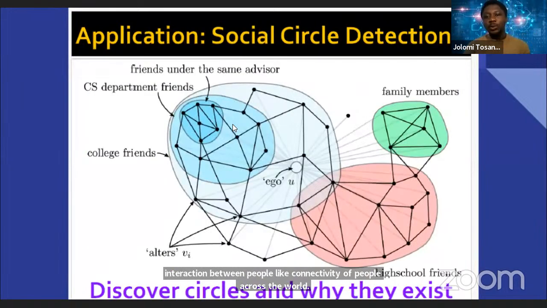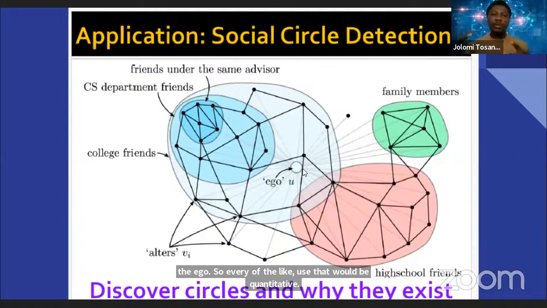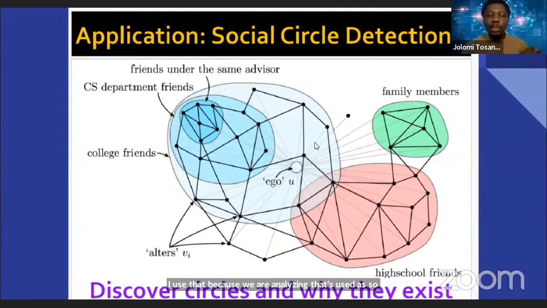Also, if you narrow that down to a sample individual, for example, if I were to plot the network of a sample user on Facebook, let's say that user is user U, which we call the ego. Every other user will be connected to that user because we are analyzing that user. If we look at the network of that user, we see some sub-networks with interesting properties and attributes. For example, the family members of the sample user may be connected within themselves, similarly the high school friends and the college friends. So we see this complex system inside another complex system. It's a nice way to detect the communities within your network.